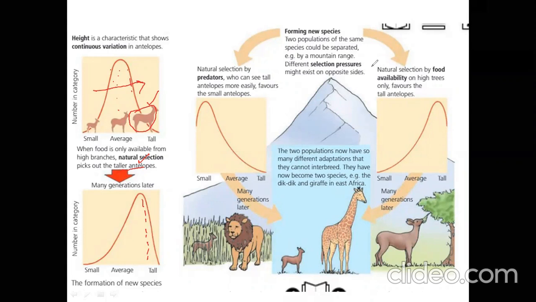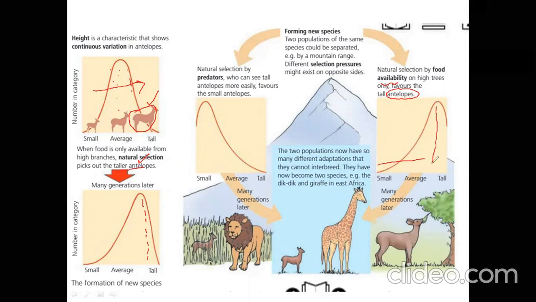Right? So in this case, if you check here on one side, we will look at natural selection by food availability. On one side of the mountain, food is less, meaning there are fewer leaves on the ground. So what happened to this species of antelope? The small antelope gradually disappeared here. Why? Because of less availability of food.